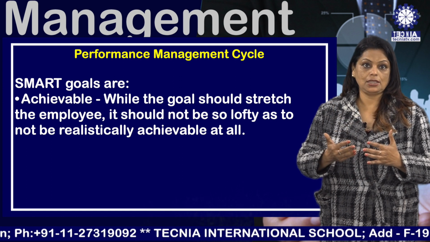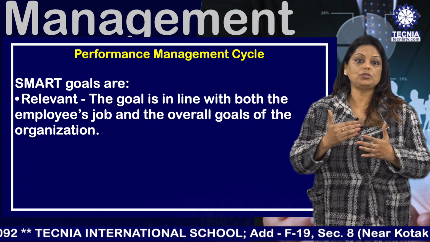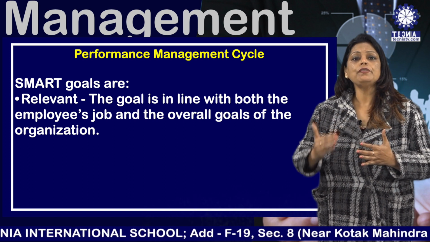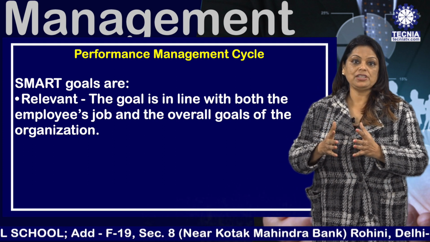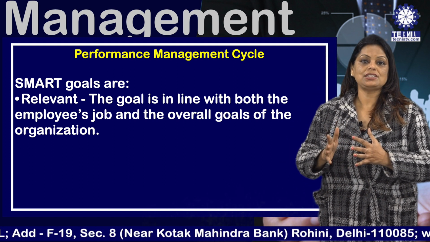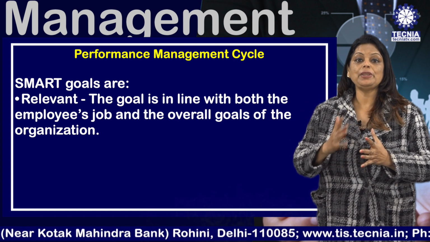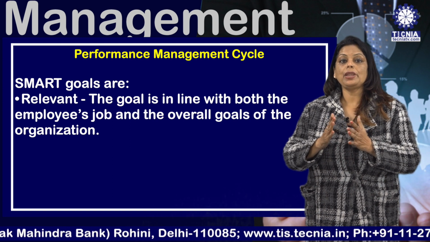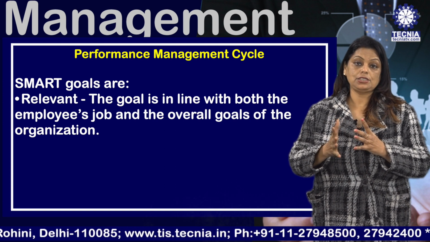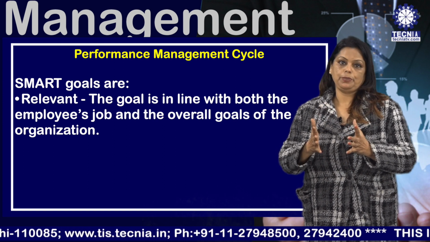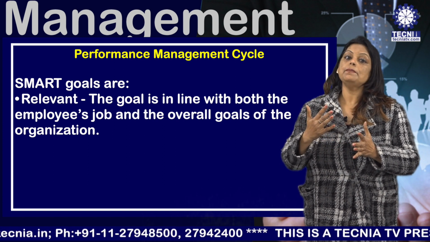It is realistic. And the next important is R. What do you mean by R? R stands for relevant. Whatever goal is given to you, it has to be aligned with both the employee's job and the overall goals of the organization. Whatever targets or goals have been given to the employees, they have to bring a balance between the employee's job and the overall goals of the organization. That is, it is satisfying to both, to the employees as well as the organization's goals and mission.